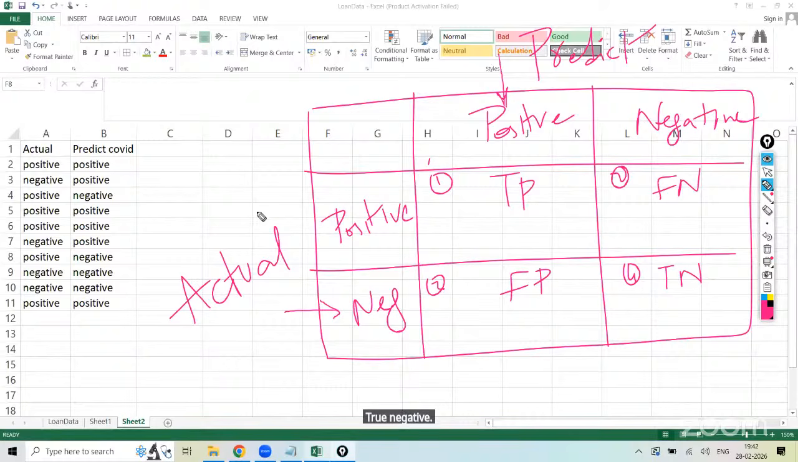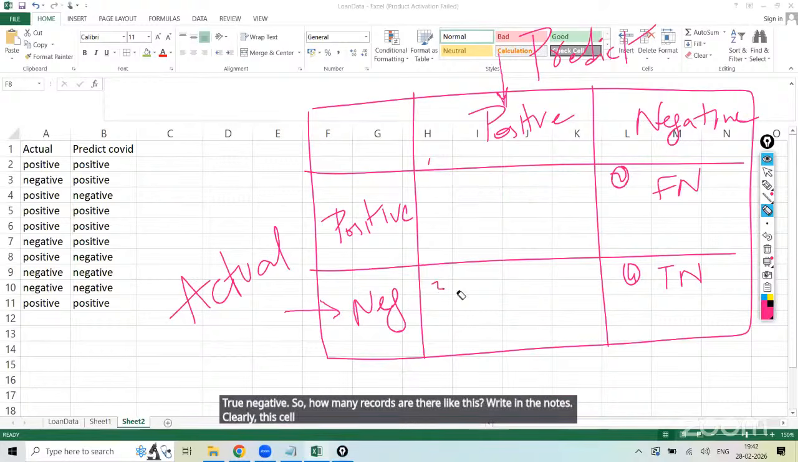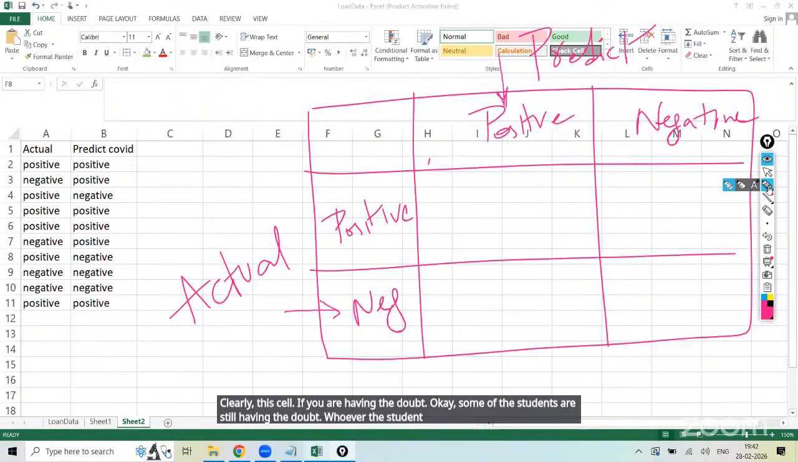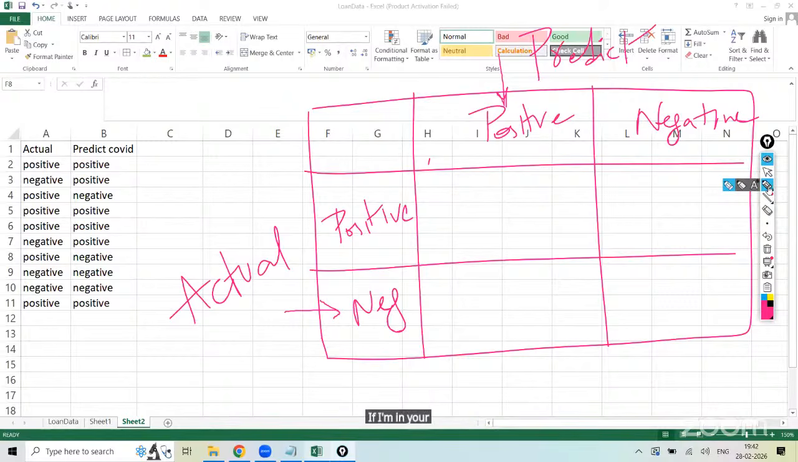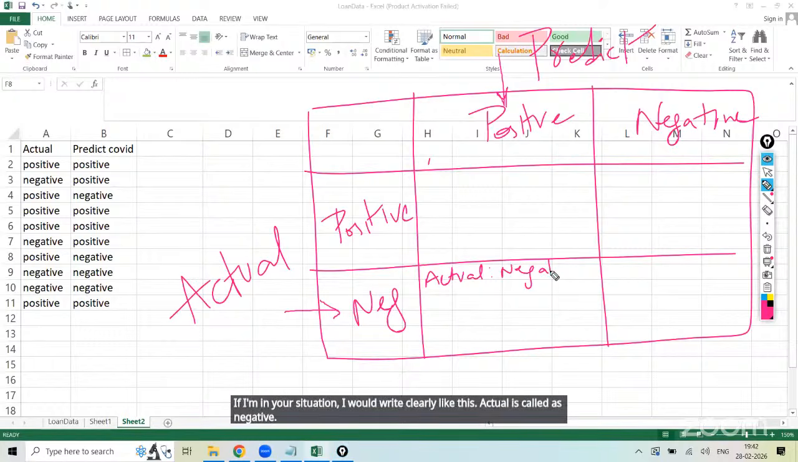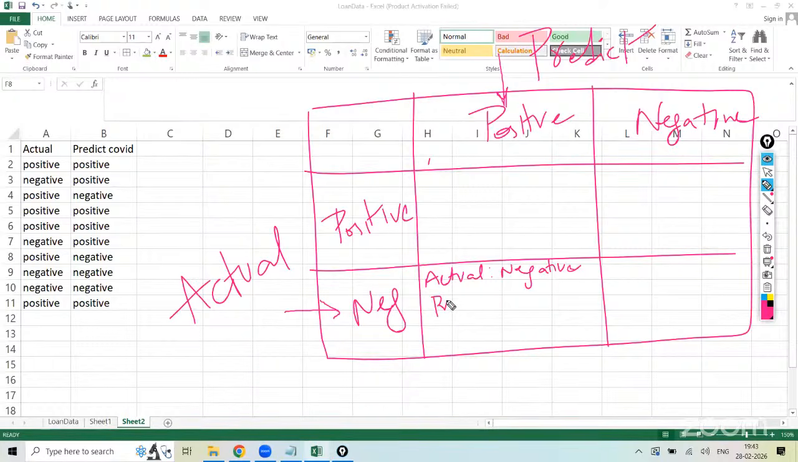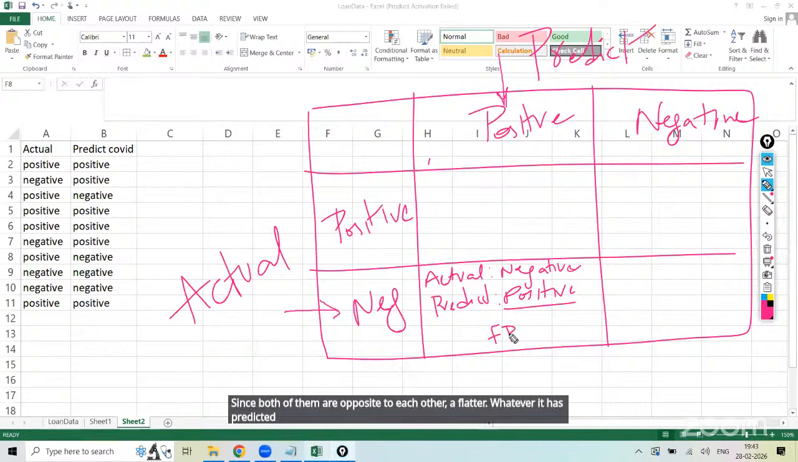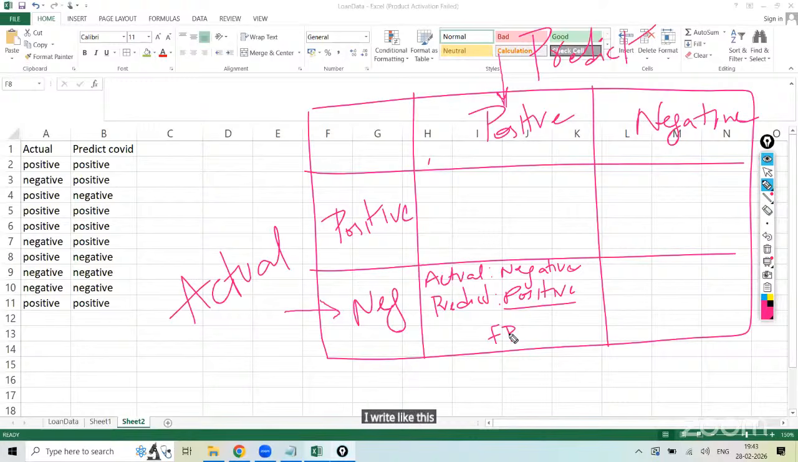So how many records are there like this? Write this cell clearly in the notes. If you are having doubt, some of the students are still having doubt. Whoever is learning for the first time has to write the notes more clearly. If I were in your situation, I would write clearly like this. Actual is negative, predicted is positive. Since both of them are opposite to each other, F letter. Whatever it has predicted, T letter. I write like this in the notes for my understanding.